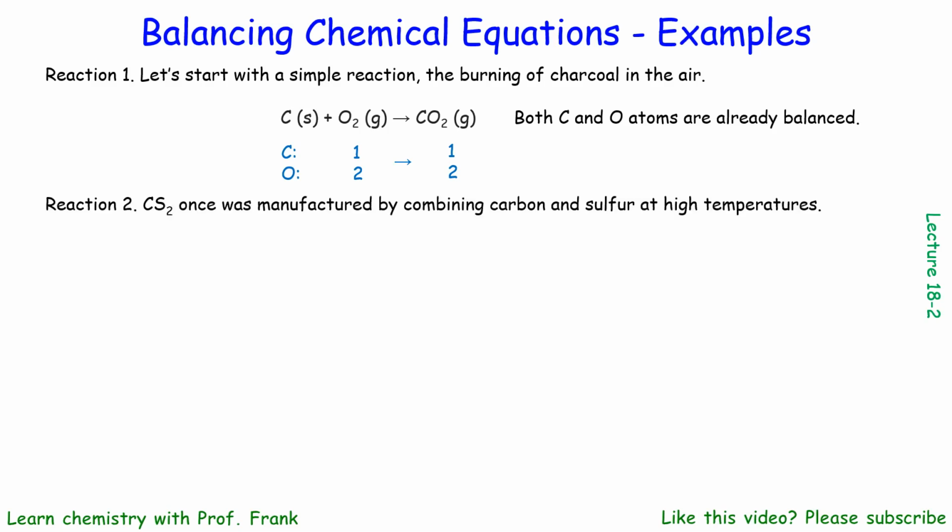Next, carbon disulfide once was manufactured by combining carbon and sulfur at high temperatures, and here is the reaction. Okay, so we can see carbon 1 on the left-hand side and also 1 on the right-hand side. So therefore, we just need to balance sulfur. On the right-hand side, we have 2 sulfur atoms. On the left-hand side, we need to change the coefficient for sulfur to 2.